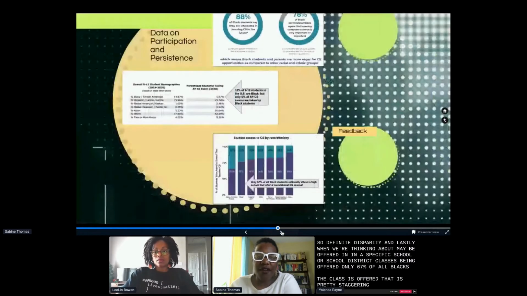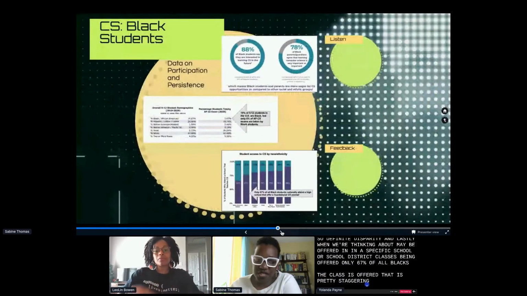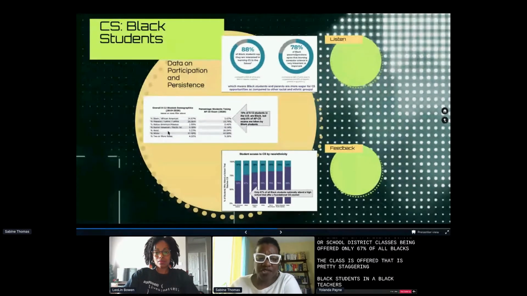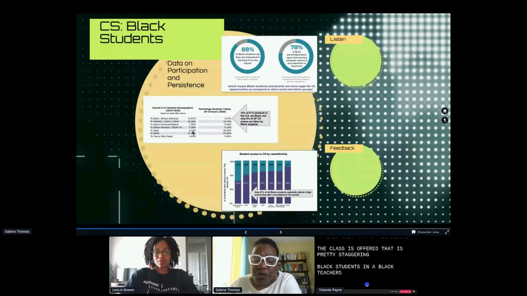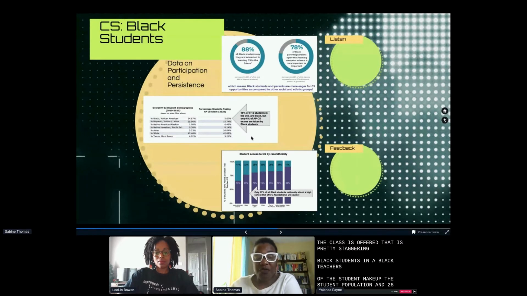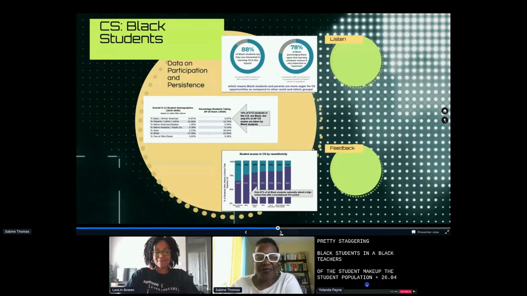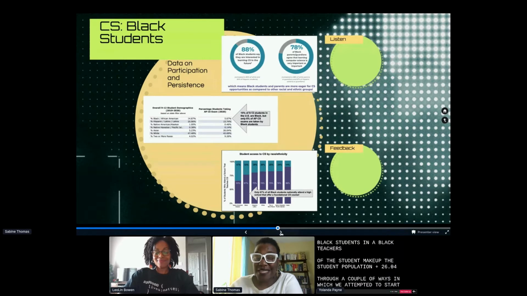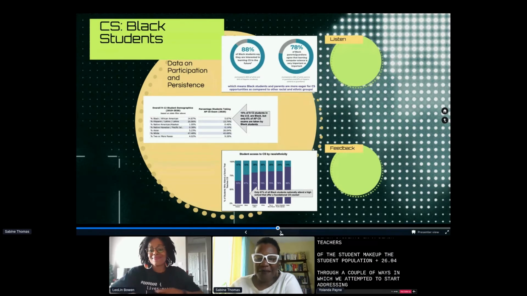So we really set out a foundation around how could we change these numbers, how could we really encourage our Black students and our Black teachers to attain numbers like possibly the Asian community, where 5.23% of the student demographic make up the student population, and 26.04 are taking the AP exam. LeoLin is going to take us through a couple of ways in which we attempted to start addressing this disparity.